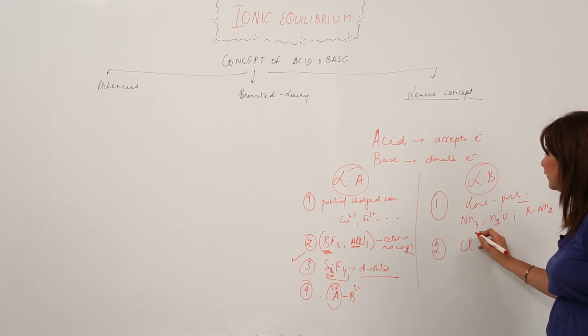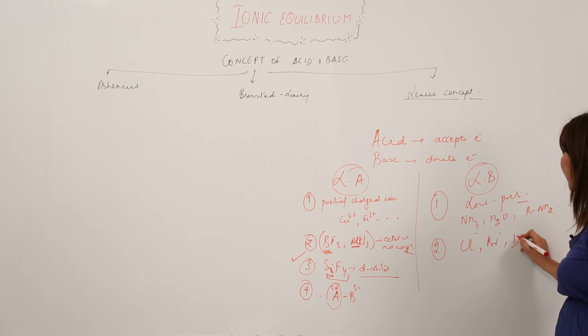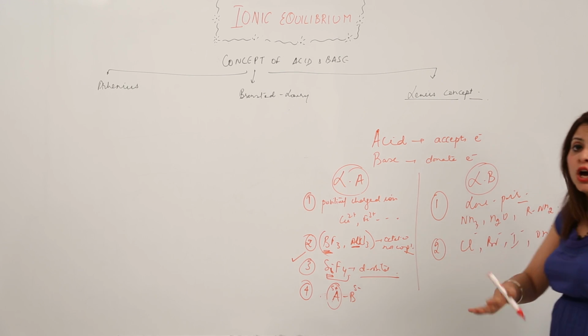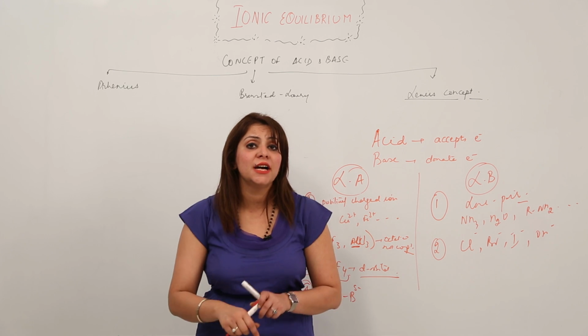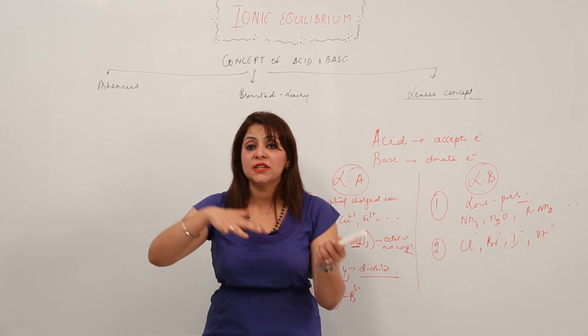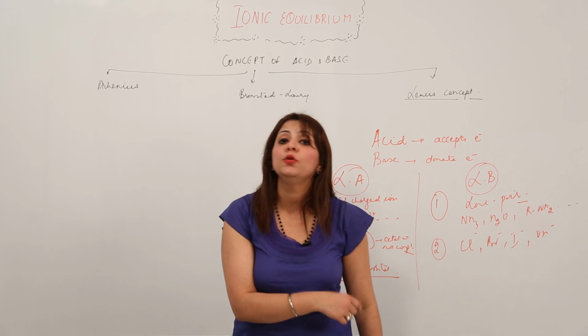Similarly, all negatively charged ions like chloride, bromide, iodide, hydroxide, whatever, all negatively charged ions, contain the extra negative charge around them which they can spread towards the other atom as well. So they act as a Lewis base.